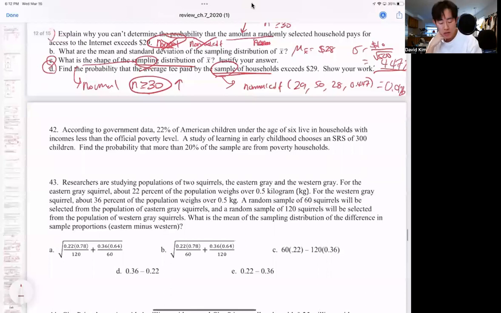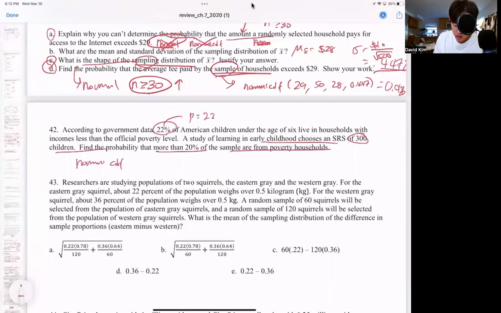42, according to the government data, P is 22%, 0.22. A study of learning in early childhood chooses an SRS of 300. Find the probability that more than 20% of the sample are from poverty households. So it seems to me that this is a normal CDF. How do I know that? 300 times 22% exceeds 10, and 300 times 0.78 exceeds 10 as well. Please check for both. That should make sense.